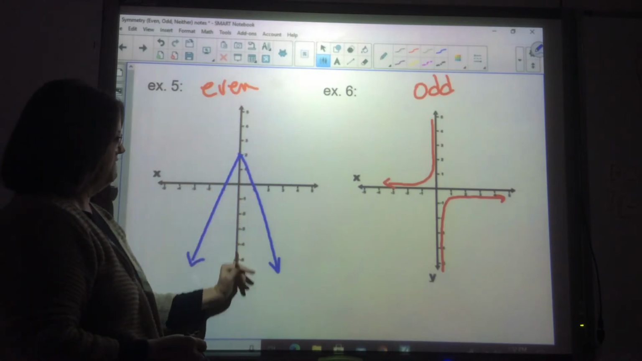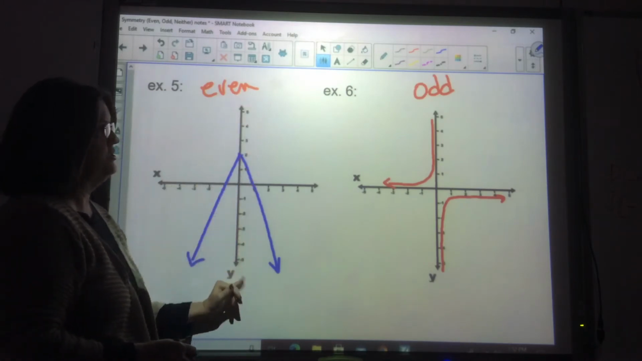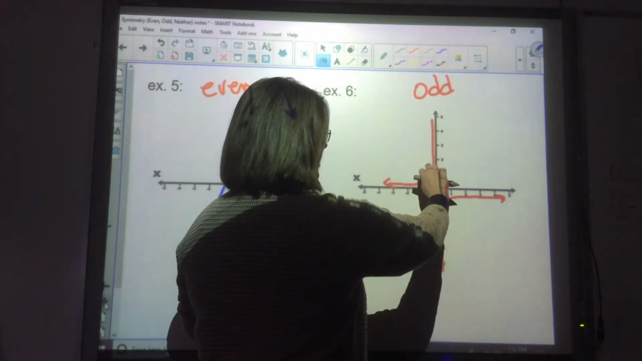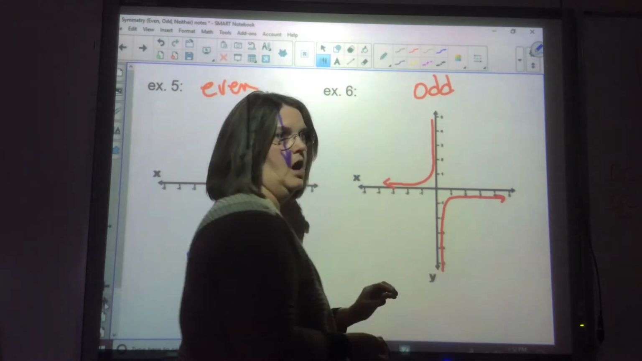This one is even. If I folded it on the y-axis, it would touch itself. This one is odd. If I spun it upside down, this would land here, and this would land here. This is an odd graph.